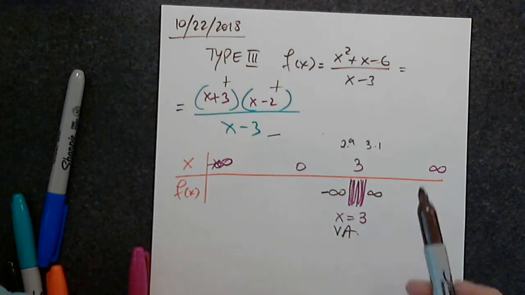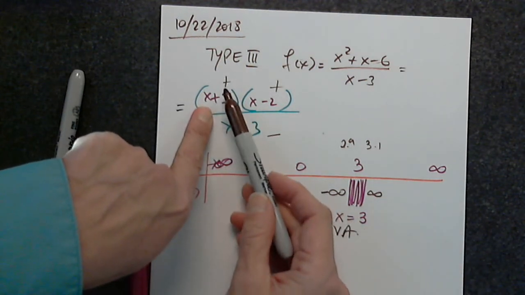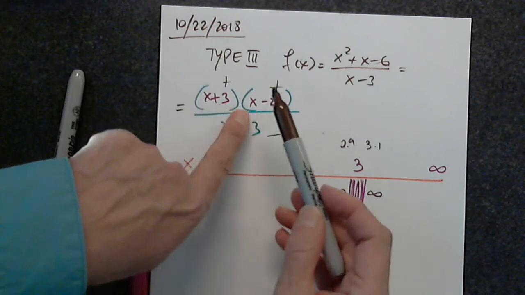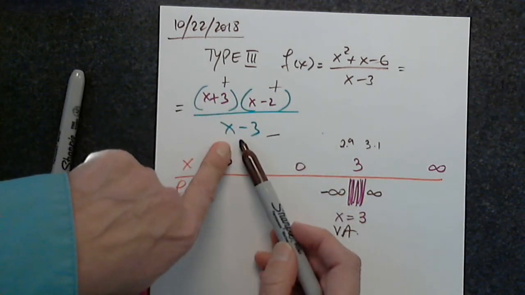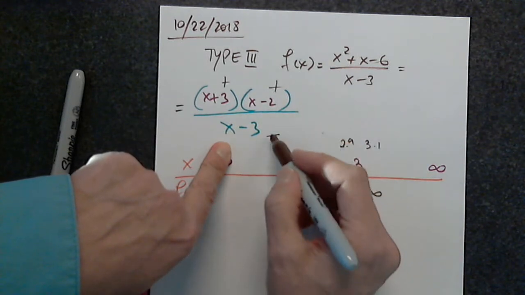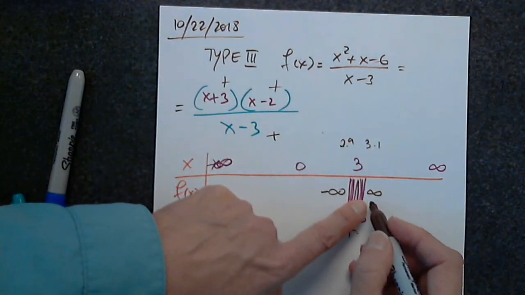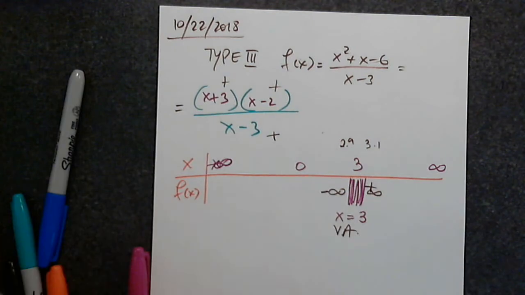Let's plug in the other one, 3.1. With 3.1, what is the sign of this? Perfect. With 3.1, what is the sign of this? So what is the sign on the right-hand side of the asymptote? Awesome.